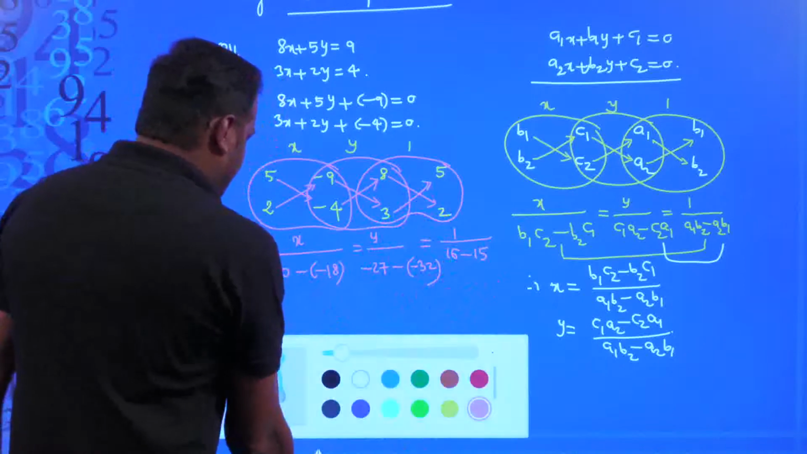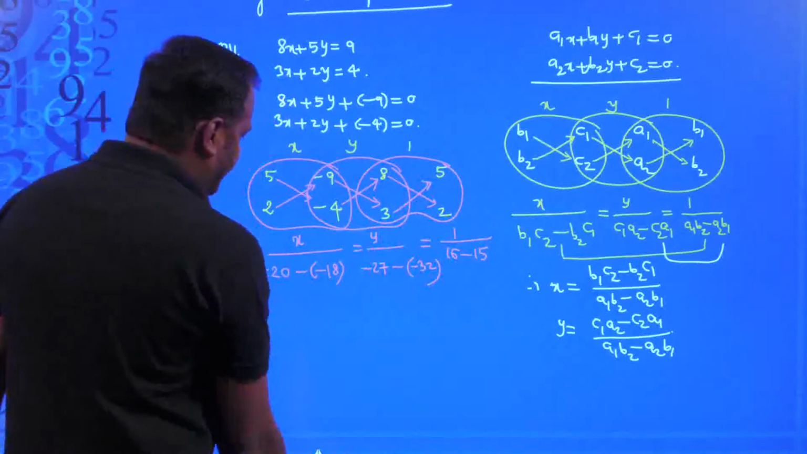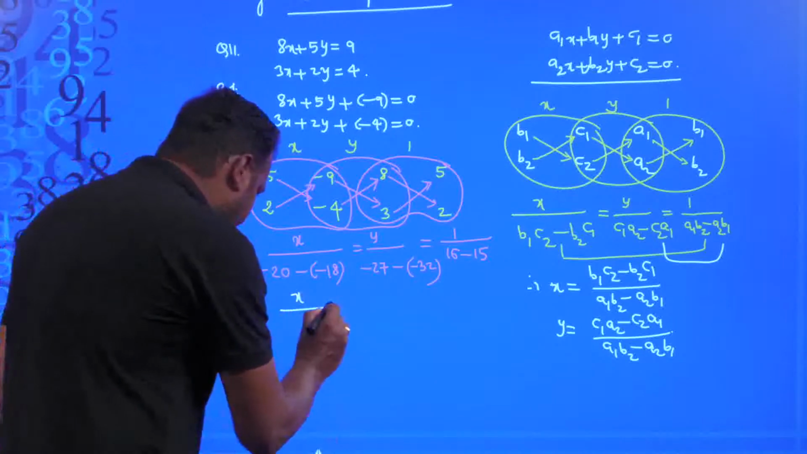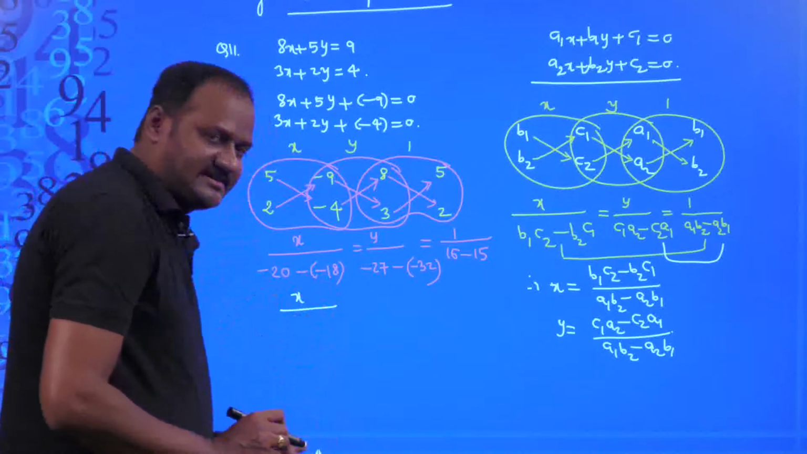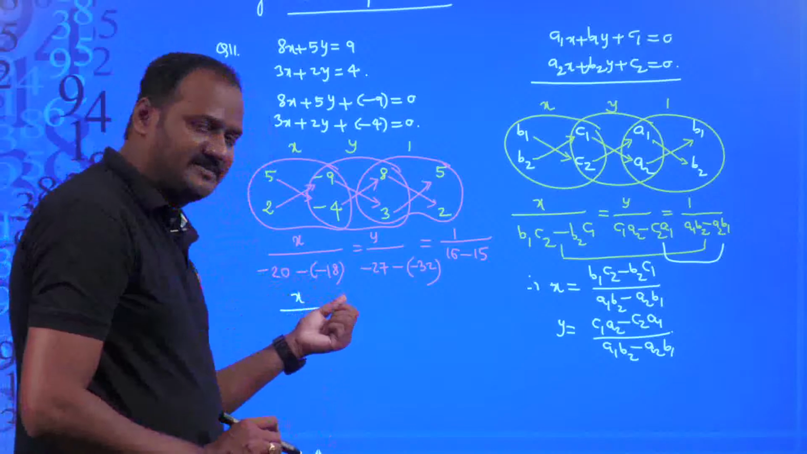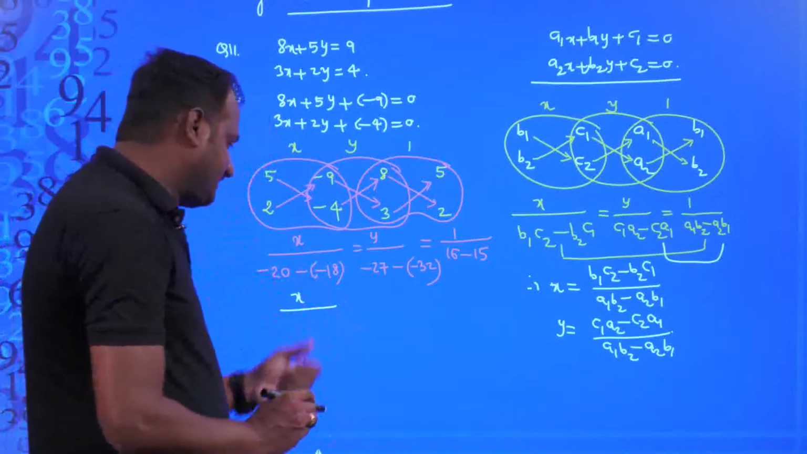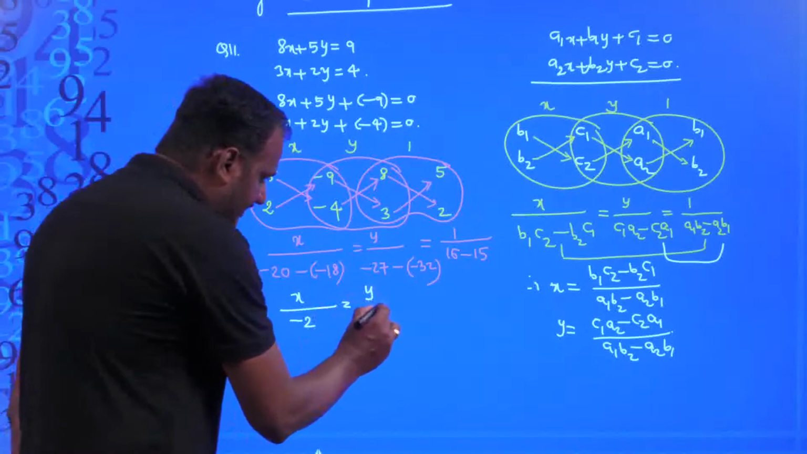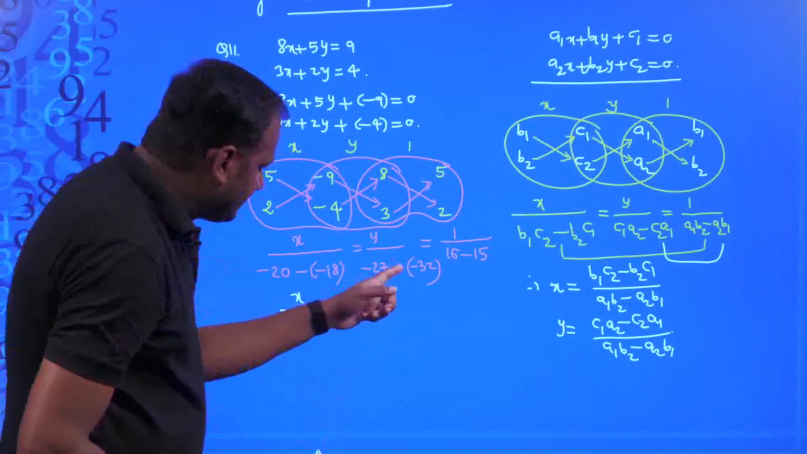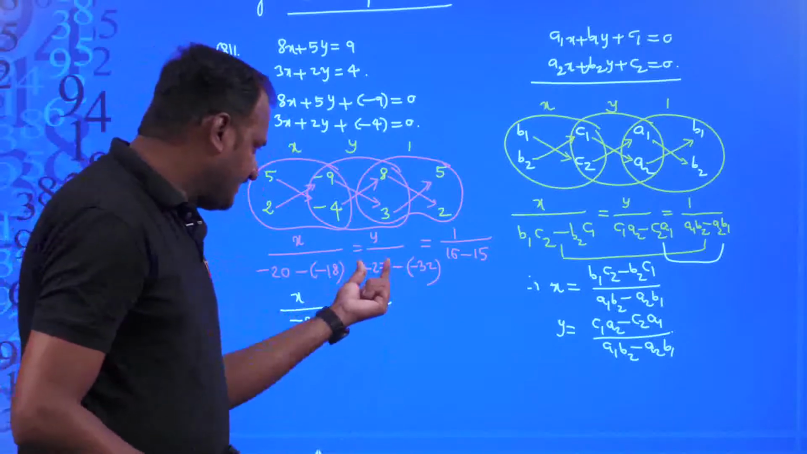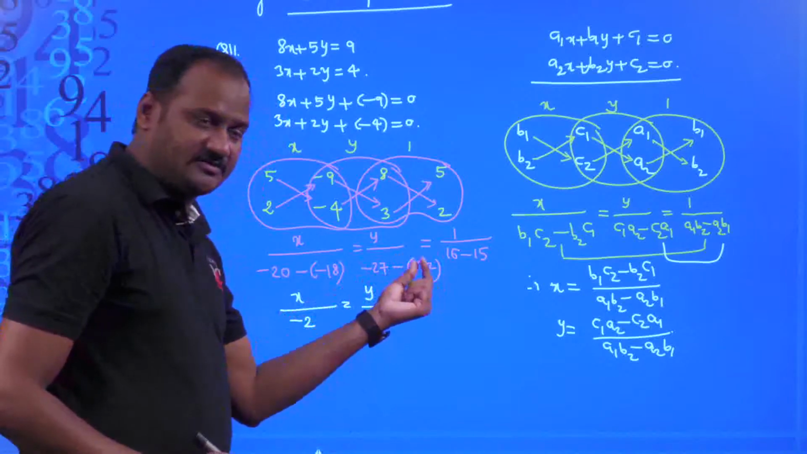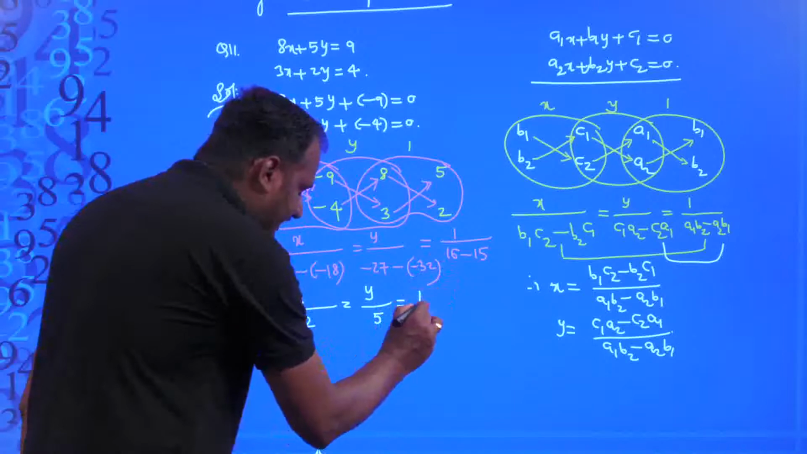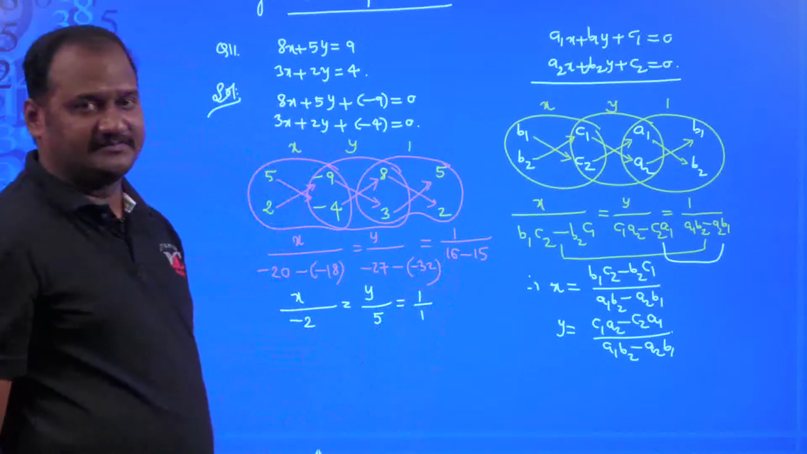So we are almost there to get the solution. x divided by minus 20 minus of minus 18, plus 18. What is minus 20 plus 18? Yes, minus 20 plus 18 is equal to minus 2, which is equal to y divided by minus 27 minus of minus, plus 32. Minus 27 plus 32 is equal to plus 5. Which is 5, equal to 1 divided by 16 minus 15, which is equal to 1, right.